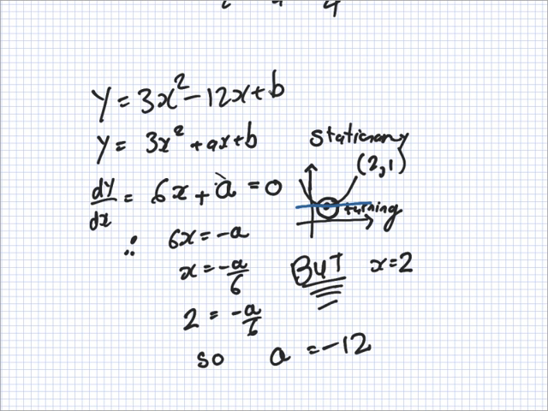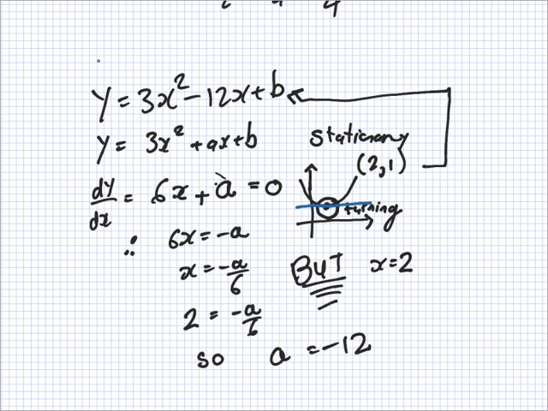What do we do? We put them in. What's the verb to put them in? Substitute, yeah. So what we do is we substitute this in here. We know the x and we know the y, and we can get the b then.